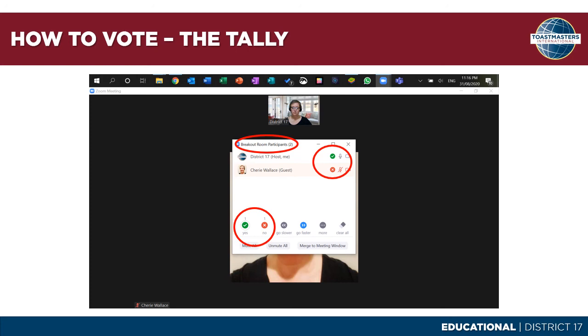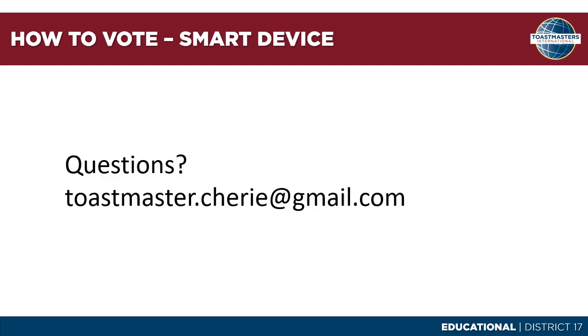Once the Credentials Committee Chair is satisfied that all votes have been received and accounted for, he will direct the breakout rooms to be closed and you will automatically go back to the meeting room. The whole process should take about 5 minutes.